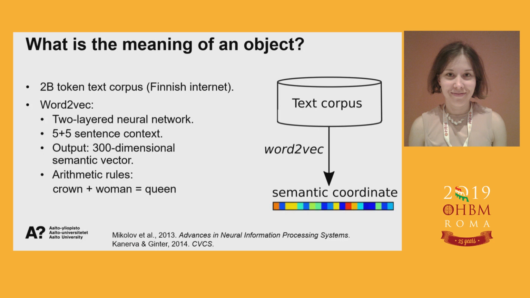And what is nice about the Word2Vec is that it follows arithmetic rules. So one can simply, for example, sum vectors to combine new meanings. So for example, if we sum the vectors of crown and a woman, we would get a semantic representation of a queen.